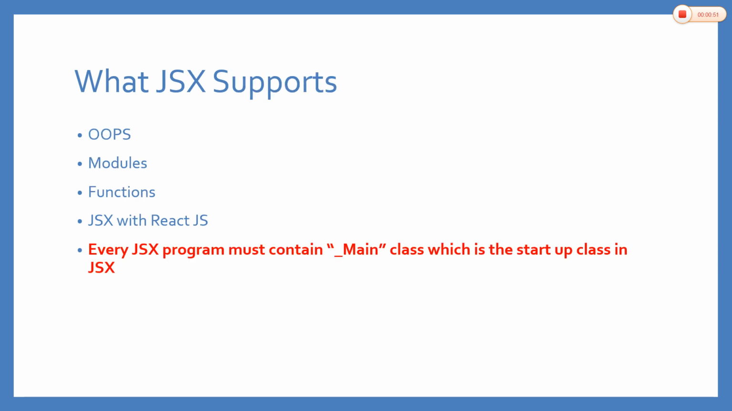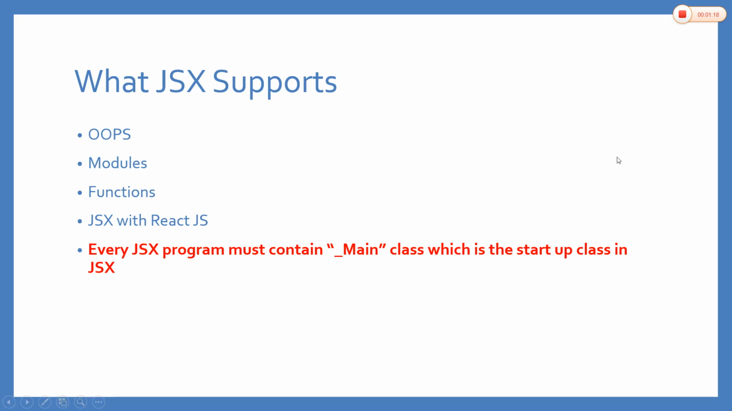Now, what is JSX, why it is used? JSX supports OOPs, that is object-oriented programming concept, and JSX supports modules, and JSX supports function, and finally the most important, JSX is used with React.js. And every JSX program must contain _Main class, which is a startup class in the JSX. That is, whenever you are going to write any JSX program, it must contain the main class.